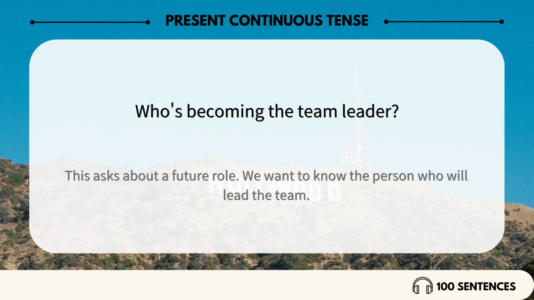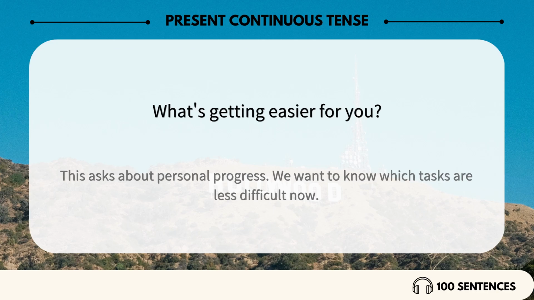Who's becoming the team leader? This asks about a future role. We want to know the person who will lead the team. What's getting easier for you? This asks about personal progress. We want to know which tasks are less difficult now.